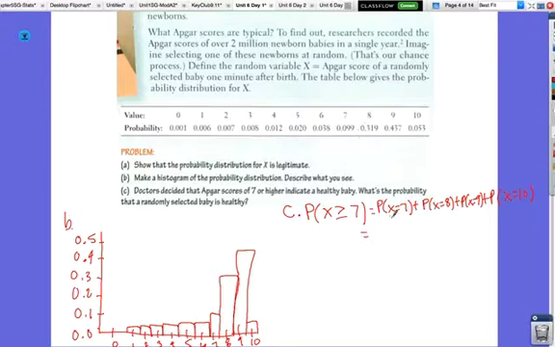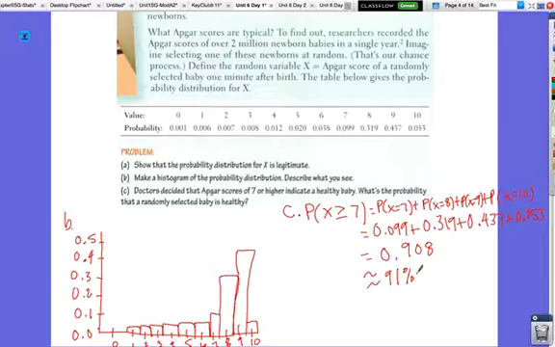So the probability that X equals 7 is 0.099. Probability that X equals 8 is 0.319. 9 is 0.437. And 10 is 0.053. And so we would add all of those up together, and it would give us 0.980. And so that is approximately 91%. And so that would mean that you had about a 91% chance of randomly choosing a healthy baby.